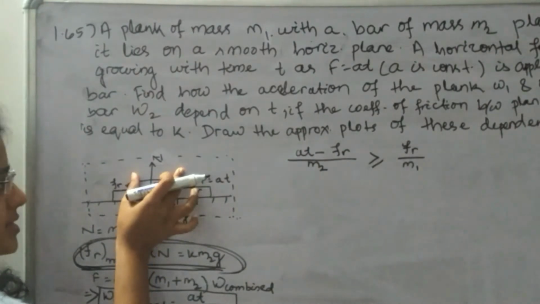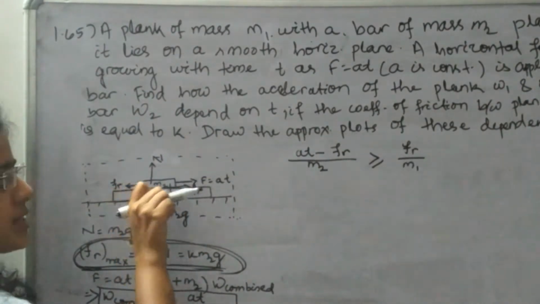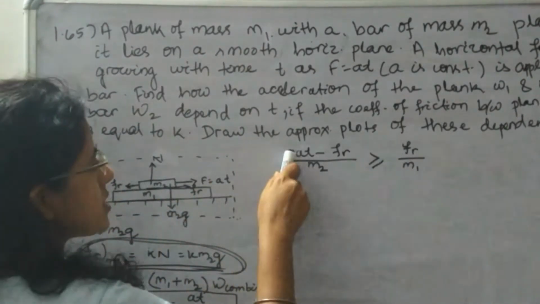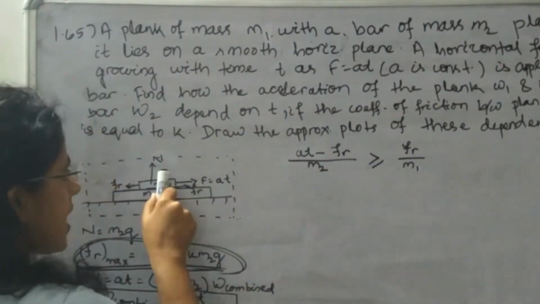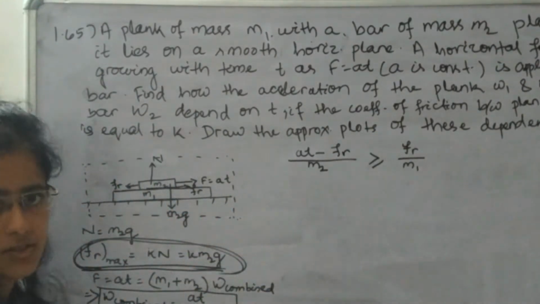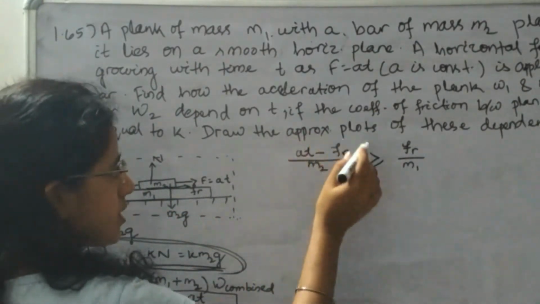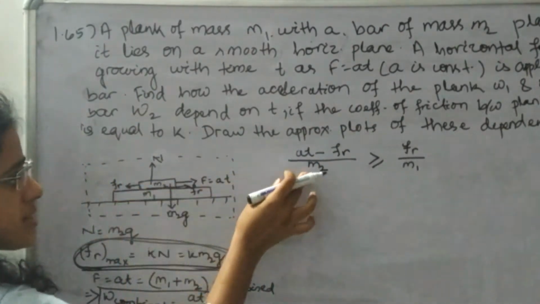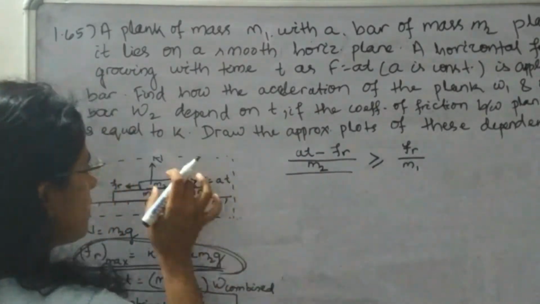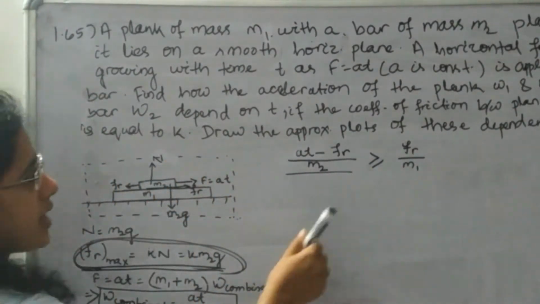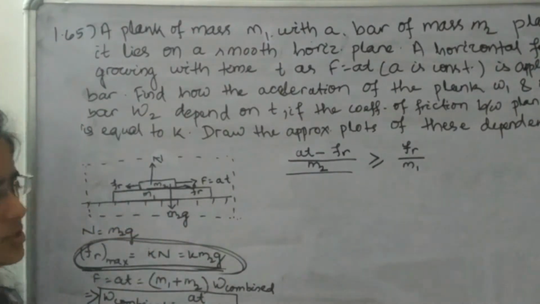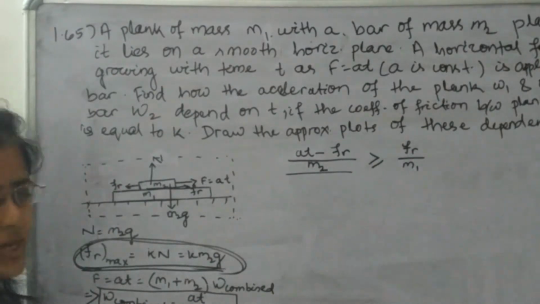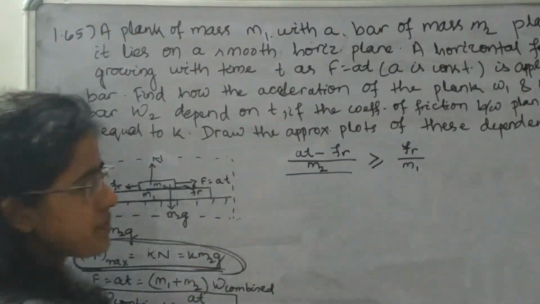If we consider only this bar, then you can see that F is in this direction, and the frictional force is in this direction, opposite to the motion. So the total force is in which direction? At minus Fr, as this bar is moving in this direction. So At minus Fr, that is the total force on this bar, divided by the mass of this bar, m2. So this is the acceleration of the bar. And the acceleration of this plank is how much? Fr is in this direction, divided by m1. That is, frictional force divided by m1.